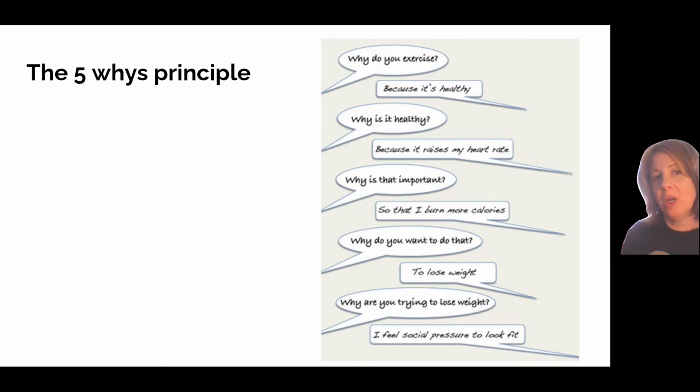So the crux of why people go to the gym, the crux of why people exercise is feeling social pressure. If you come up with an idea that taps into that, you're going to connect with people. See how it works? You can do this with anything. I want you to do this with anything.